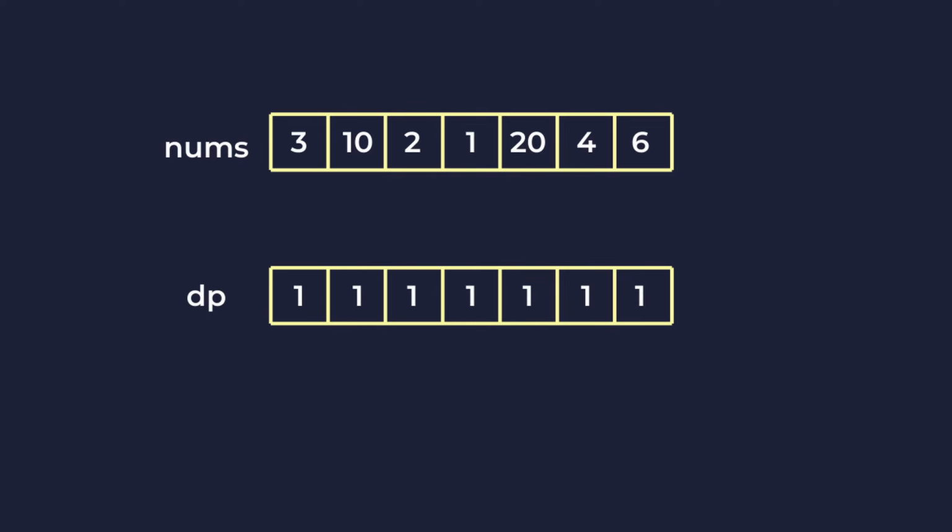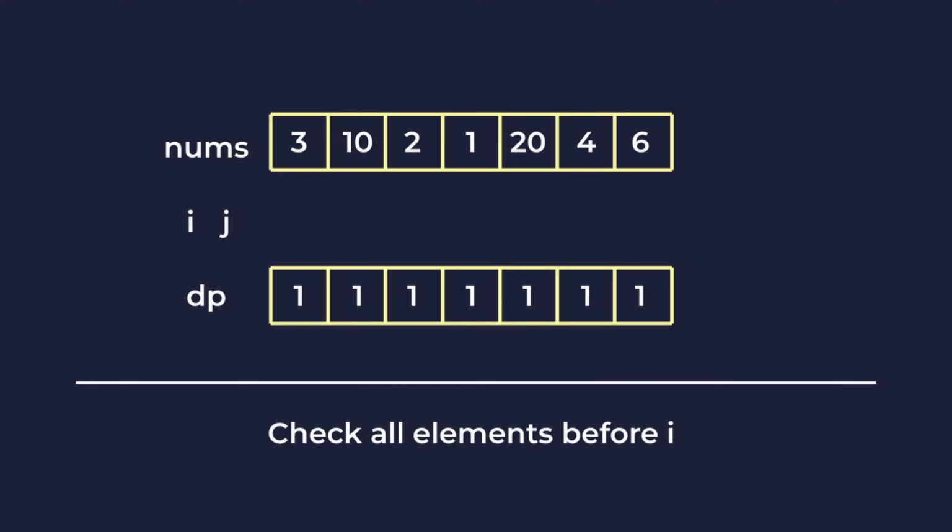First, we create a DP array and set every value to 1. We also use 2 pointers, i and j. Now, here's the main idea. For each index i, we look at all elements before it using index j.